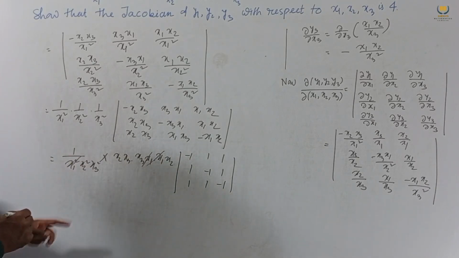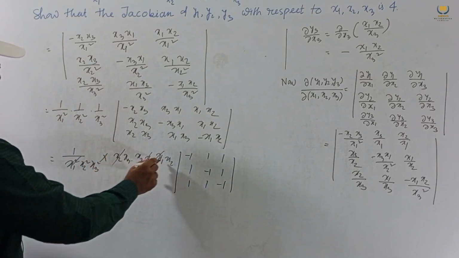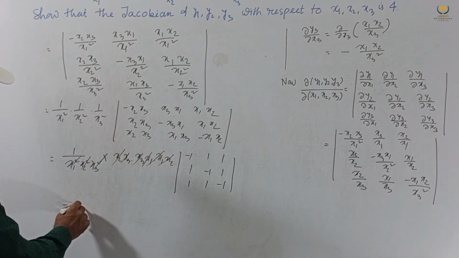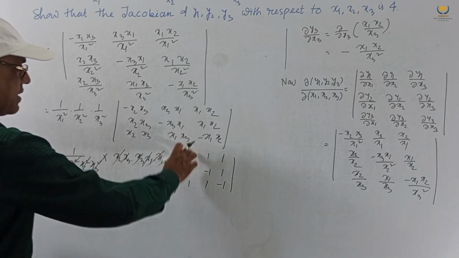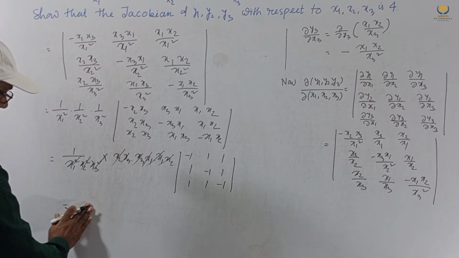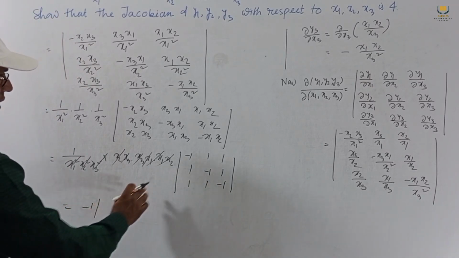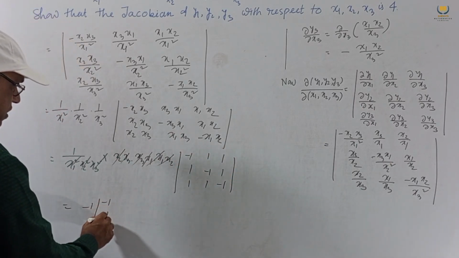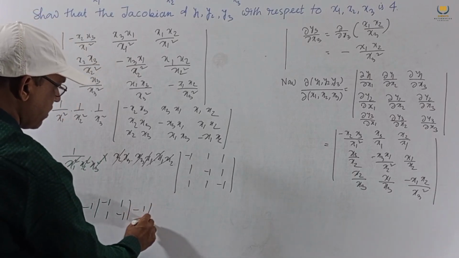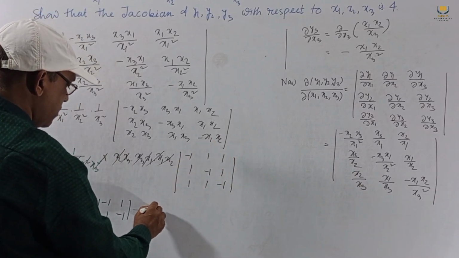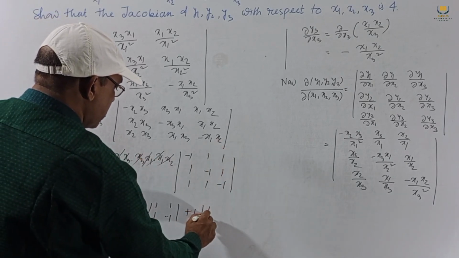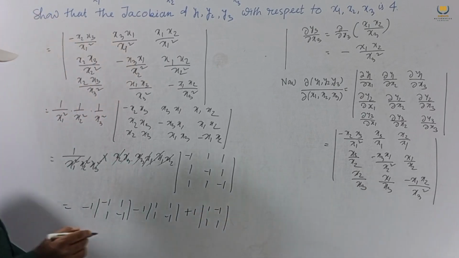But here we get x1 x2 x3 whole square in the numerator. This and this cancel, x2 whole square, this and this cancel, and this and this cancel. And we expand this, taking minus 1, then this cancels, this into this. So in the first-row method we can write minus 1, then minus 1, 1, 1, minus 1. We get this. And the middle one is minus, this cancels, 1, 1, 1 minus 1, plus 1, this cancels, 1, 1, minus 1, 1. We get this.